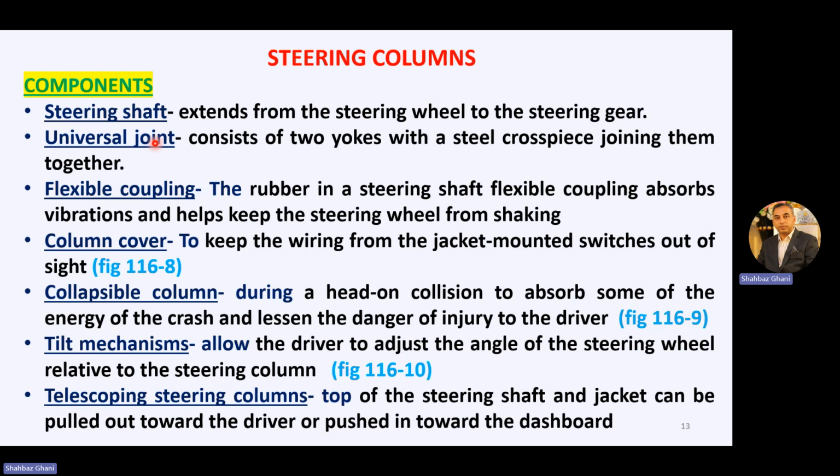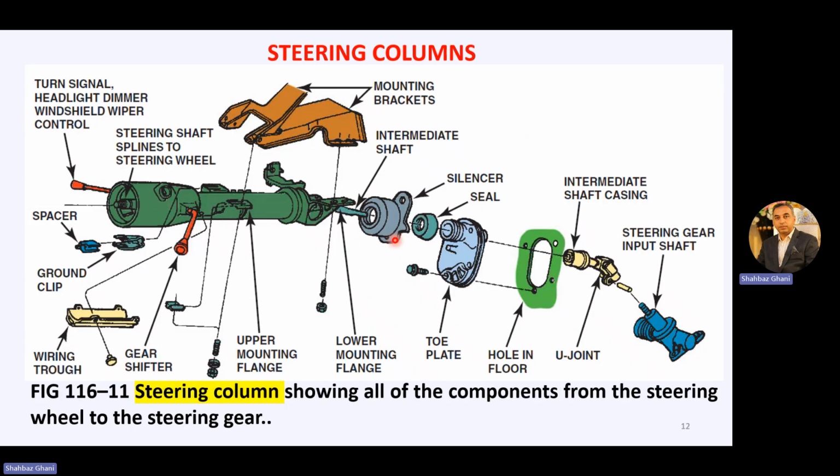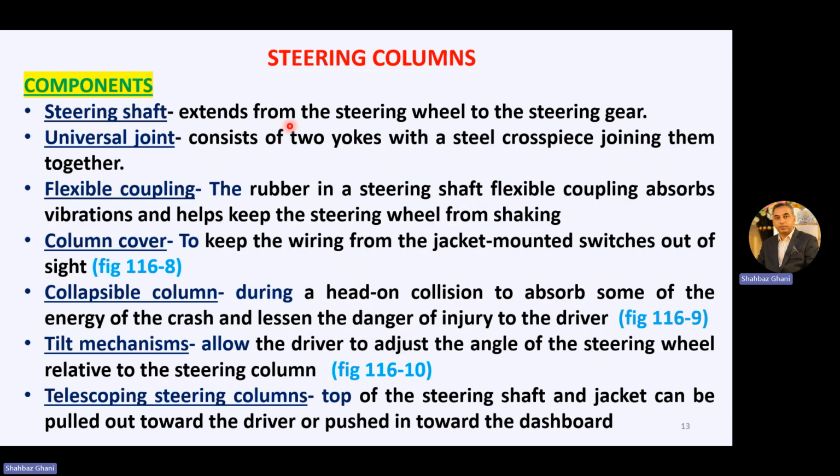Now the major components of the steering column are, first, the steering shaft, extended from the steering wheel to the steering gear. So this complete part is known as the steering shaft. Then we have the universal joint consisting of two yokes, which we have studied in our chapter 3. Universal joints consist of two yokes with steel cross pipes joining them together. Then we have a flexible coupling. The rubber in a steering shaft flexible coupling absorbs vibration and helps keep the steering wheel from shaking.